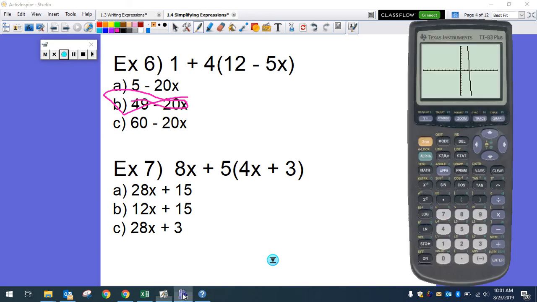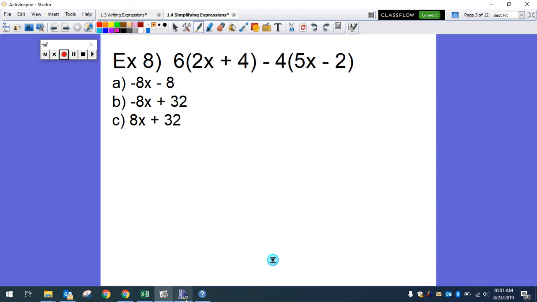So if you will try example 7, pause it, try example 7. All right, so 7, you should have typed it in like this. And your graph should have looked like that. That's what we want our answer to be. And then your answer should have been 28x plus 15. Let's graph it. And that's the right one. So A was the right one for 7.